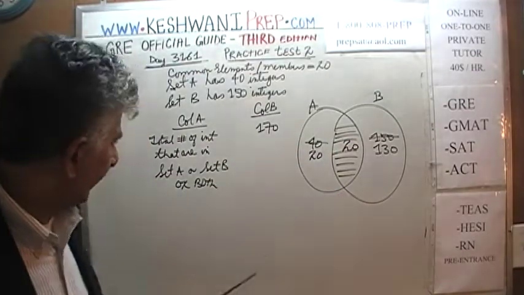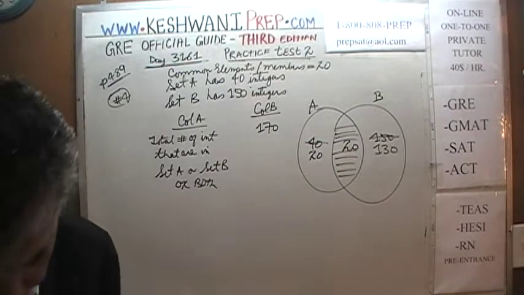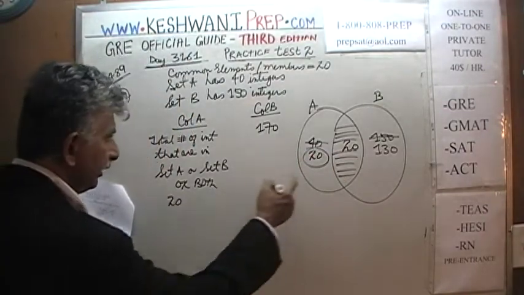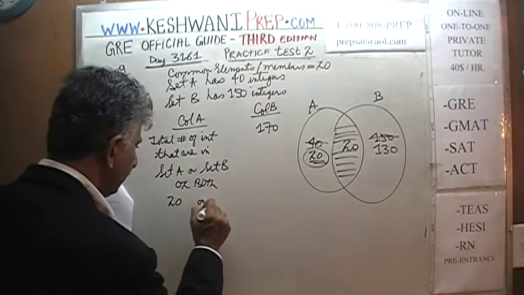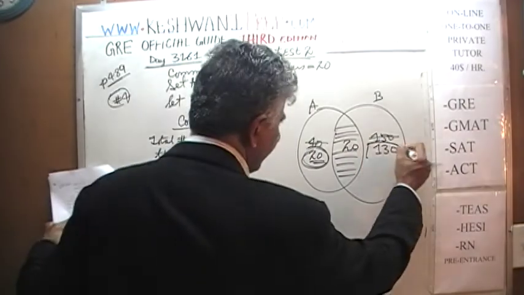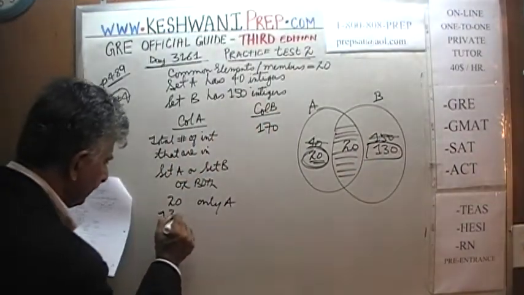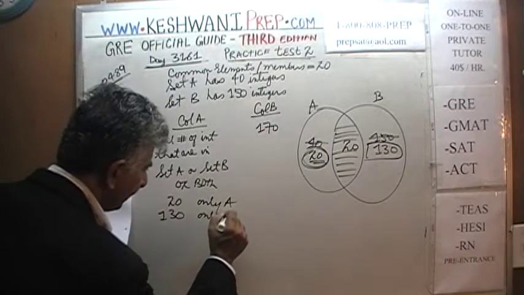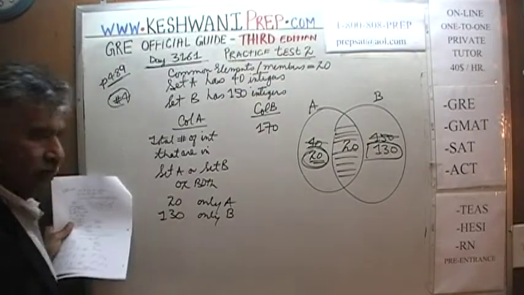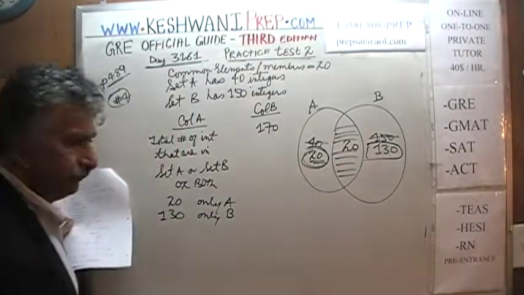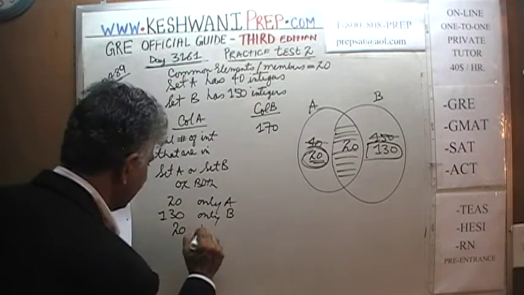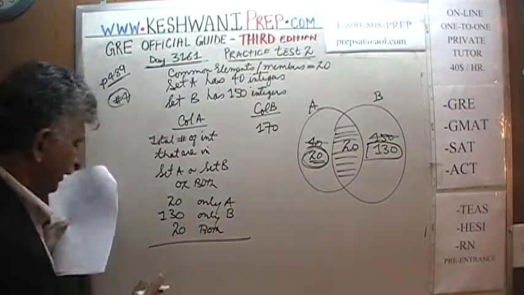Do you understand? So let's find out the answer here. What does this 20 represent? That 20 represents the number of integers that belong to only set A. What does this 130 represent? This 130 represents the number of integers that belong to only set B. And then we have 20 that belong to both set A and set B.